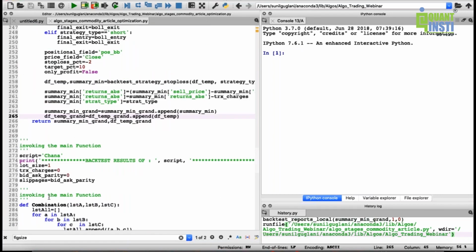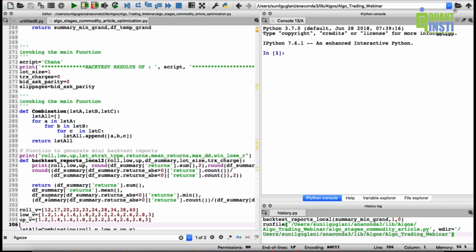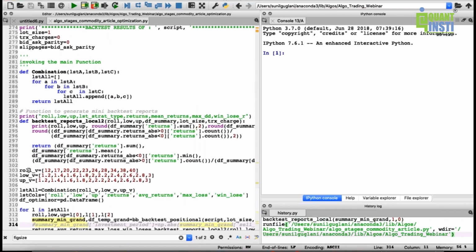The only difference is, now, what are the parameters which we want to optimize? We want to optimize the look back period, that is the rolling back period. As of now, we had taken 20 days of rolling back period, but we don't know whether 20 is the best period to look back at the data. So we have taken various figures like 12, 17, 20, 22, 23. This is a list of various values which we think one of them could be the best value.